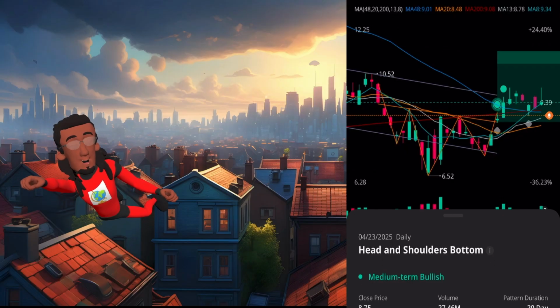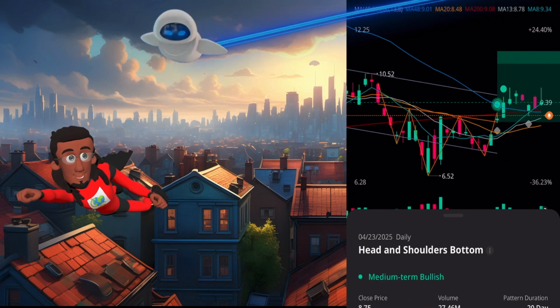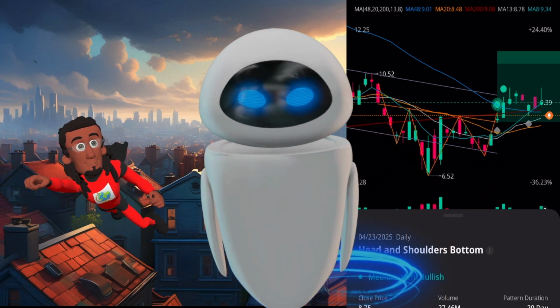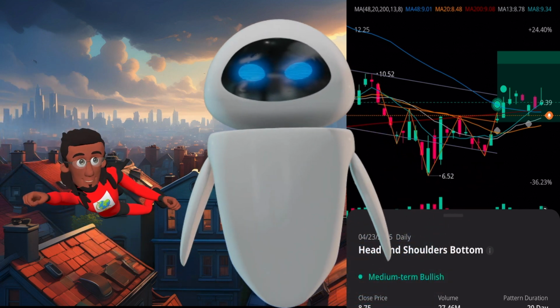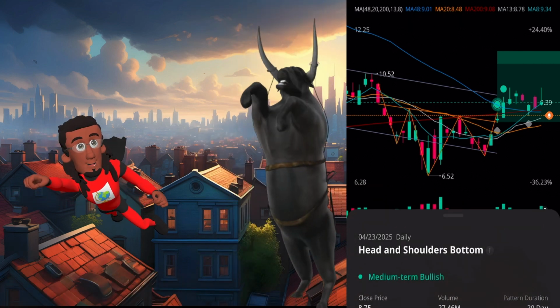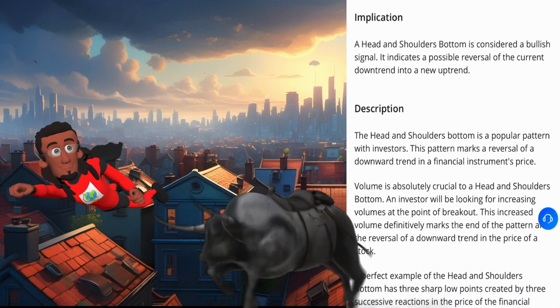Peace and love. So we are looking at the daily time frame and at the head and shoulders bottom pattern on the daily time frame. This is a medium term bullish pattern. So let's learn more about the head and shoulders bottom.